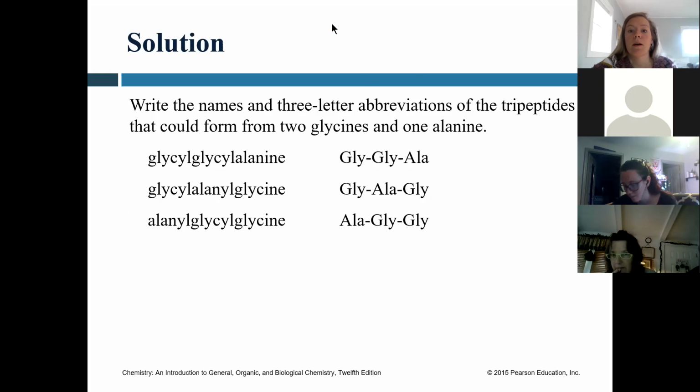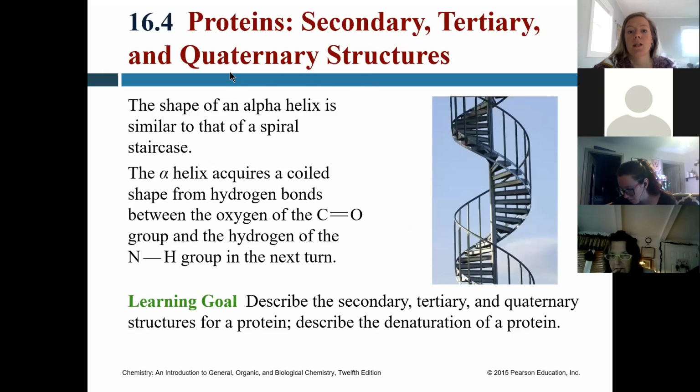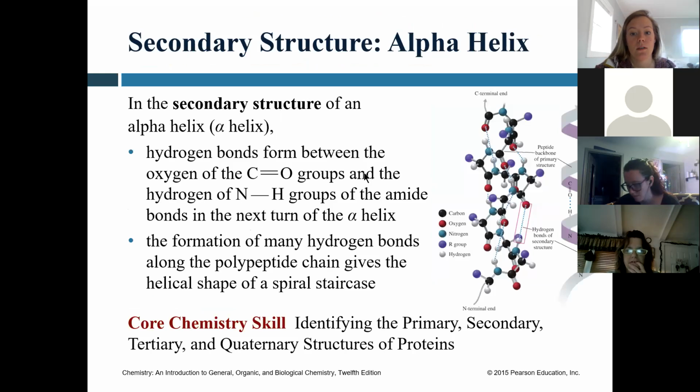So let's talk about these secondary, tertiary, and quaternary structures. This staircase here looks like a coiled DNA, right? The shape of an alpha helix for DNA is what's known as a secondary structure. It's a type of secondary structure. The alpha helix acquires this coiled shape from hydrogen bonds that are happening within the structure. So let's look at some different types of secondary structures.